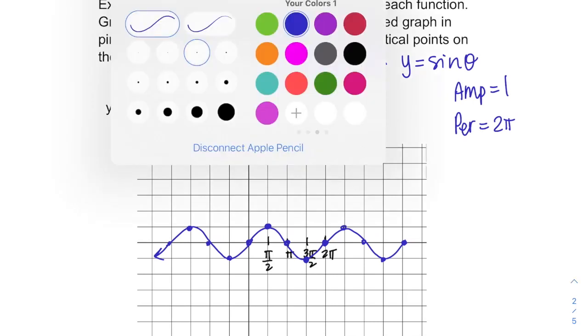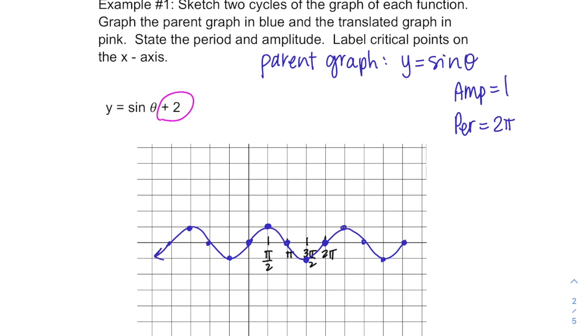Now, the translated graph is asking us to go up 2. Okay, so I'm going to take each of these points and simply move them up 2 spots. And you start to see that pattern arising. So it's not changing the period, it's not changing the amplitude, all it's doing is moving the whole graph up 2.